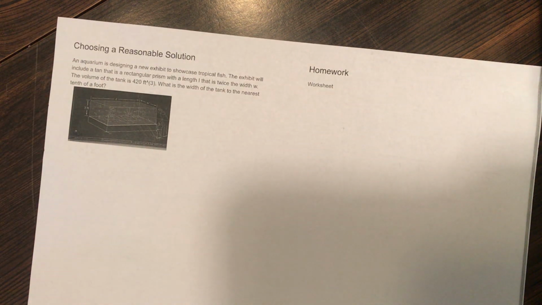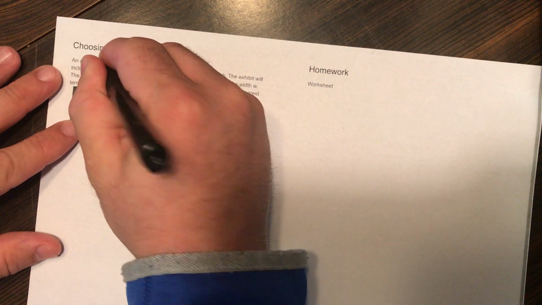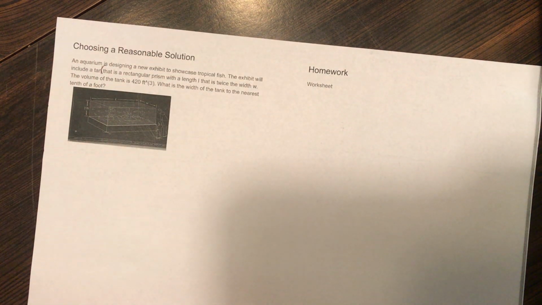Last problem here. Shouldn't be super hard. You have an aquarium that is designed to create an exhibit to showcase tropical fish. The exhibit will include a tank that is a rectangular prism with a length that is twice the width. The volume of the tank is 420 feet cubed. What is the width of the tank to the nearest tenth of a foot?